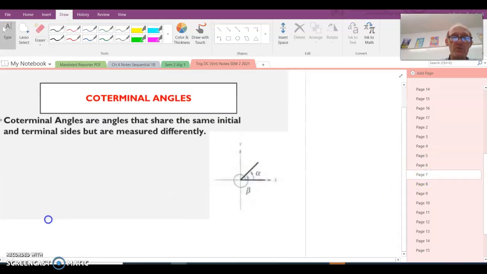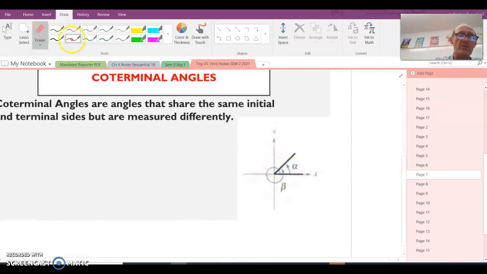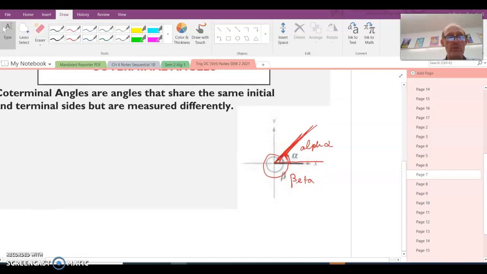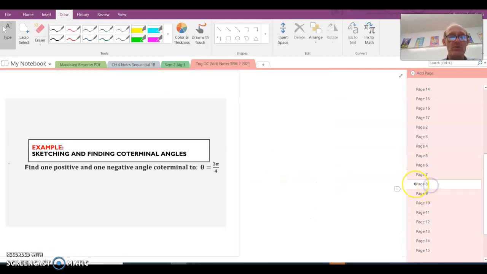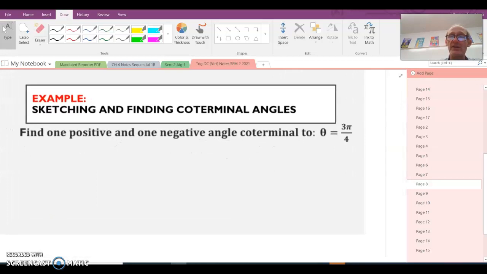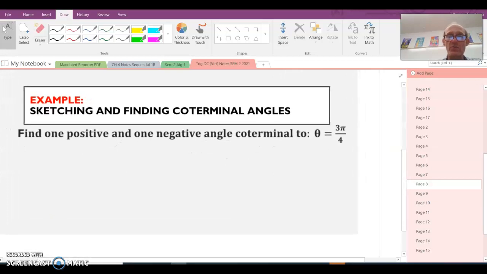Now, coterminal angles, we decided, were these angles that we get when we have the same terminal side. Again, we have the initial side here, and then the terminal side here. Now, one of the angles in this diagram is alpha, and one of the angles in this diagram is beta, and you can see they have the same terminal side. So keep that in mind when you're looking at coterminal angles. Now, to figure out the coterminal angles, you're going to add and subtract 2 pi.